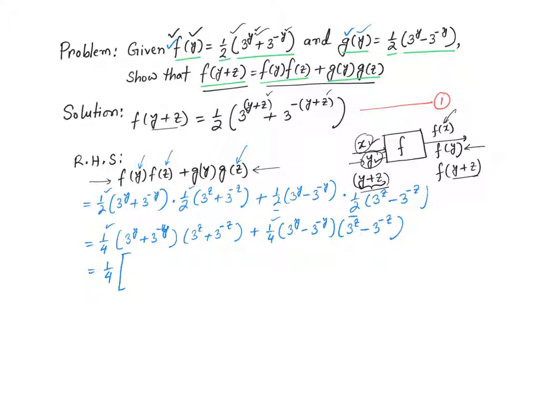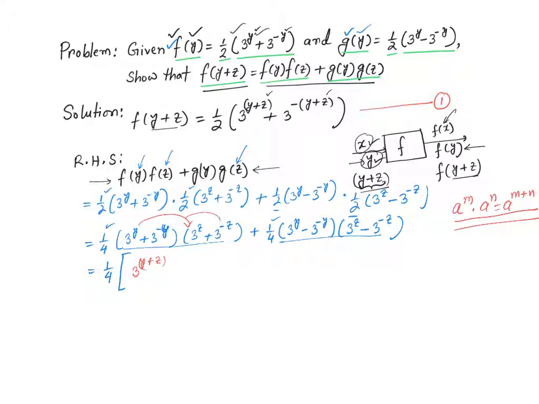I'm going to use two different colors for these two different factors. Let me use red for the first one. I'm going to use the distributive property here. So it's going to be 3 to the power y times 3 to the power z, which is 3 to the power y plus z. Remember the rule for exponents: if you have a to the power m times a to the power n, that is a to the power m plus n. And that's the rule I have used.